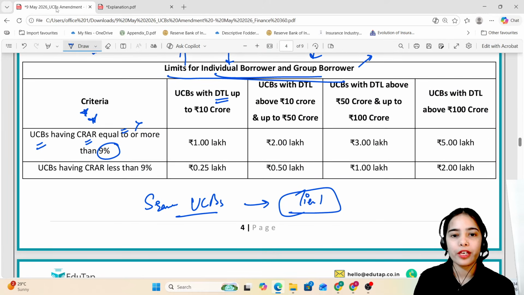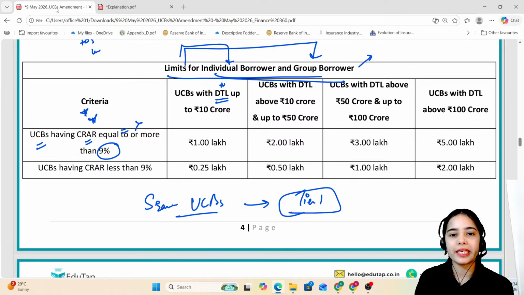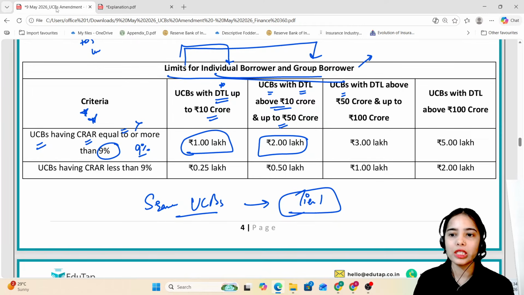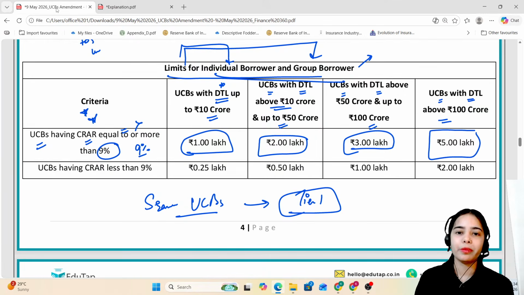So if the urban cooperative bank has demand and time liability, that is demand and time deposits, up to 10 crore, and the CRAR is 9% or more than 9%, then the limit is 1 lakh per borrower or per group borrower. If the bank has demand and time liability above 10 crore and up to 50 crore, then 2 lakh, with CRAR of 9% or more. Banks with demand and time liability above 50 crore and up to 100 crore, 3 lakh. Banks with demand and time liability above 100 crore, 5 lakh is the limit for an individual borrower and group borrower.